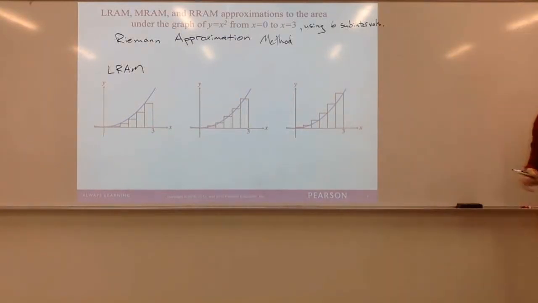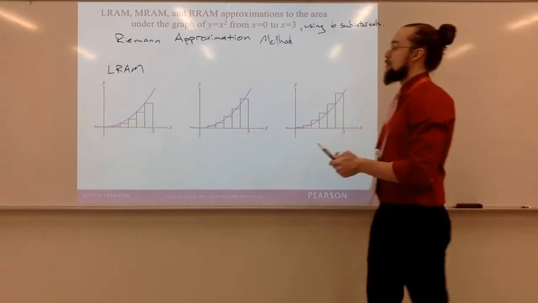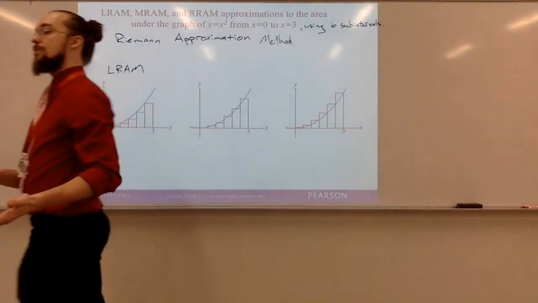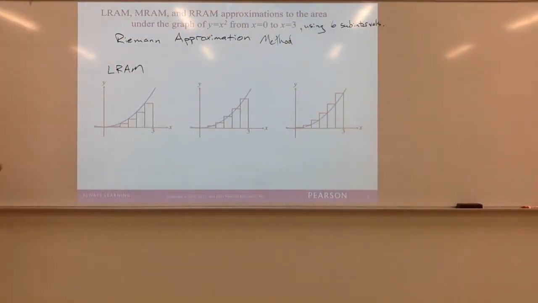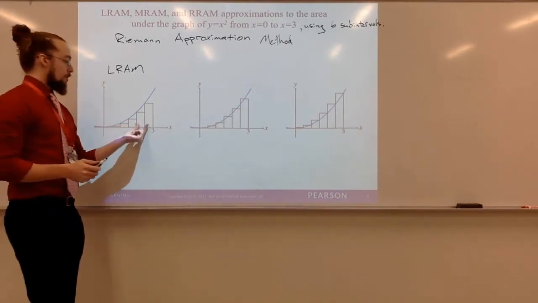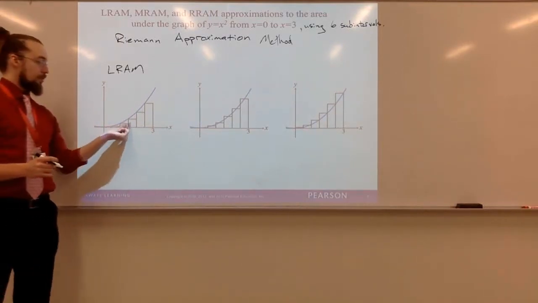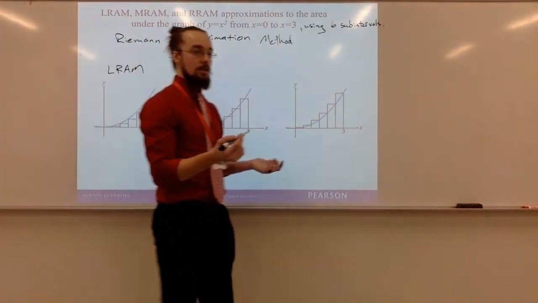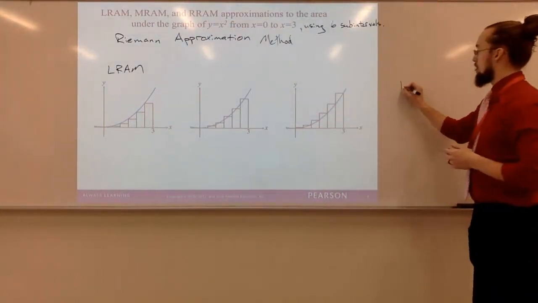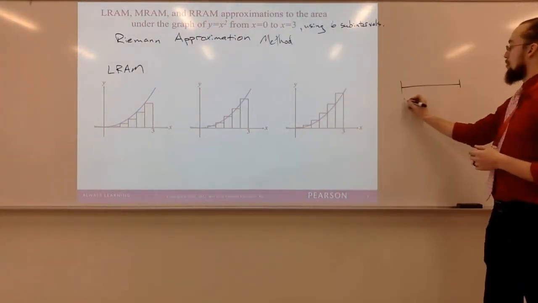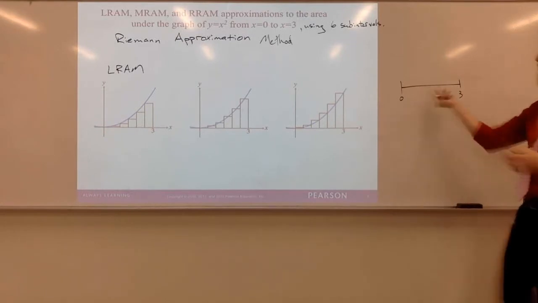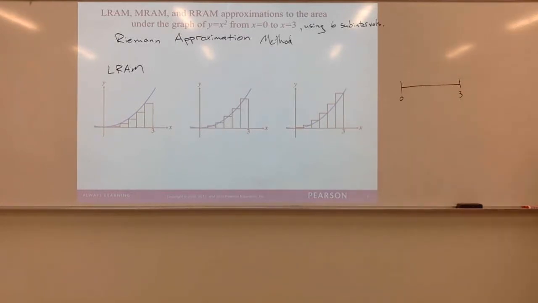So we're going to approximate the area under the graph of x squared from x equals 0 to x equals 3 using 6 subintervals, or using 6 rectangles. If I want to approximate this area using 6 rectangles, the first thing I need to do is figure out where these rectangles are. So I need to take this region from 0 to 3 and split it up into 6 pieces. How would I do that?